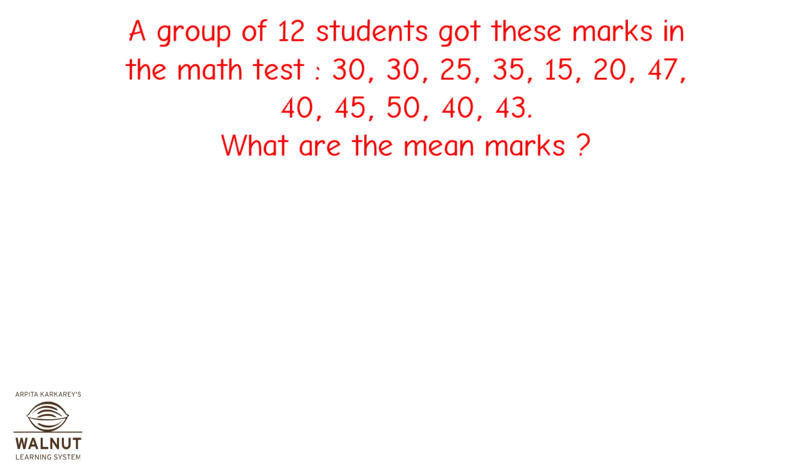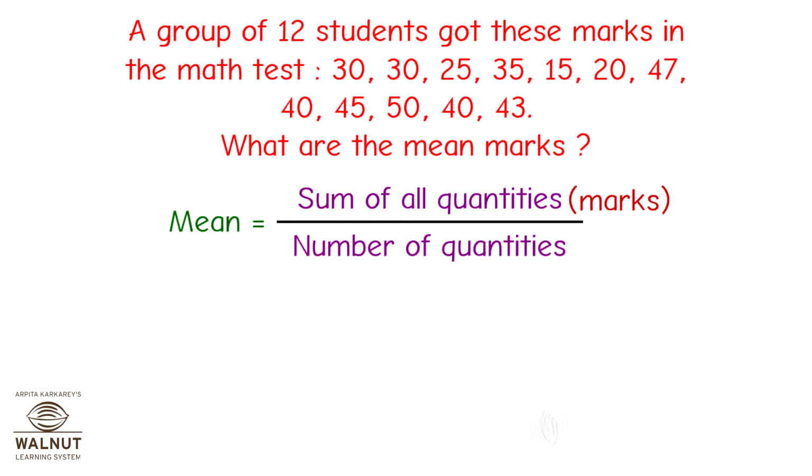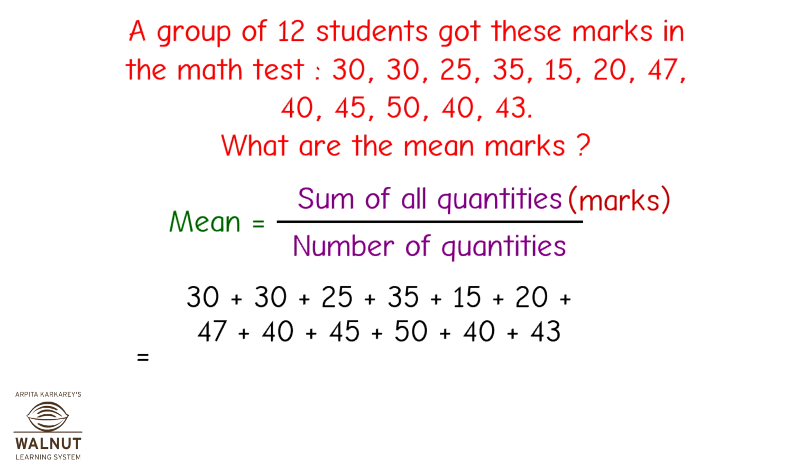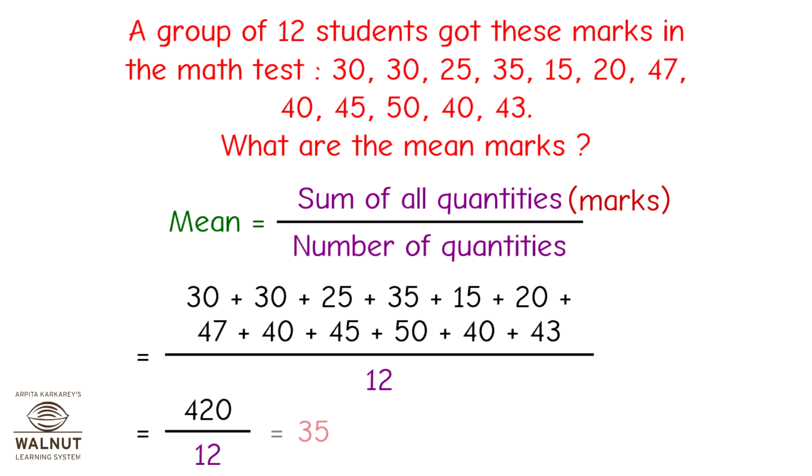A group of 12 students got these marks in the math test: 30, 30, 25, 35, 15, 20, 47, 40, 45, 50, 40, 43. What are the mean marks? Mean is equal to sum of all quantities upon number of quantities. That is equal to 30 plus 30 plus 25 plus 35 plus 15 plus 20 plus 47 plus 40 plus 45 plus 50 plus 40 plus 43 upon 12. That is equal to 420 upon 12.